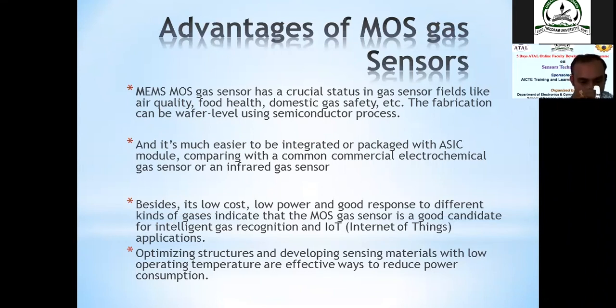So there are multiple applications where we can use this type of MOS sensor. Instead of the earlier type of gas sensor, this type of sensor can be used for multiple applications. And even structure optimization or developing the sensing material with low operating temperatures are effective ways to reduce power consumption. Now here another important thing is power. Any system, whenever we are designing, if you take the example of a satellite or any other example, power is a very important factor. How much power it is consuming.